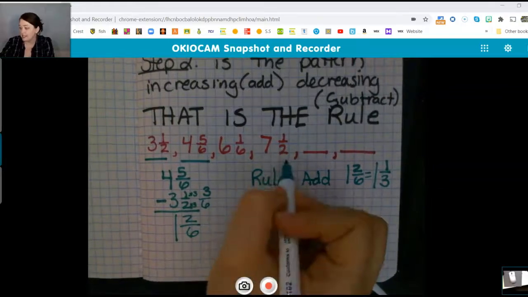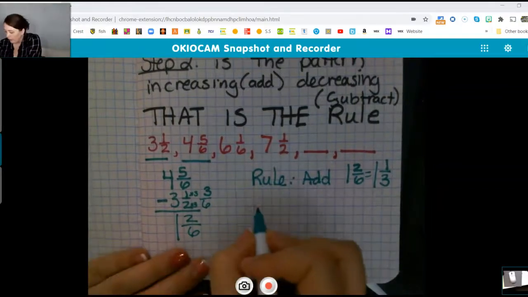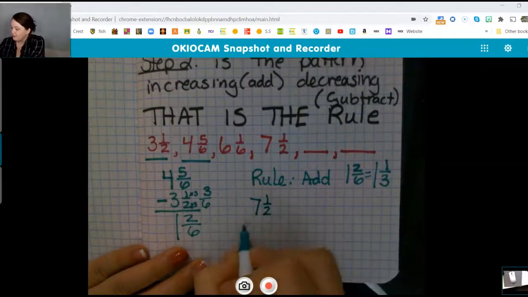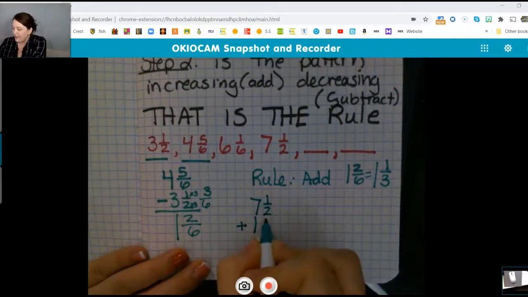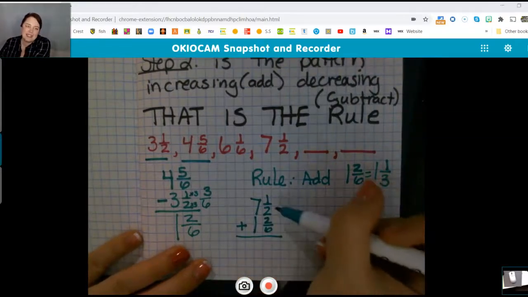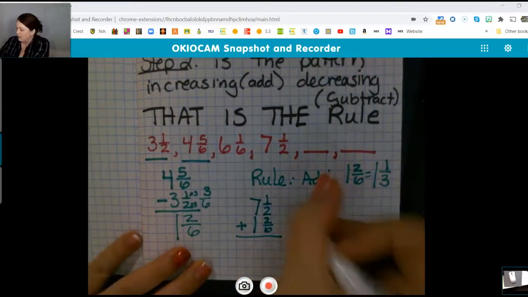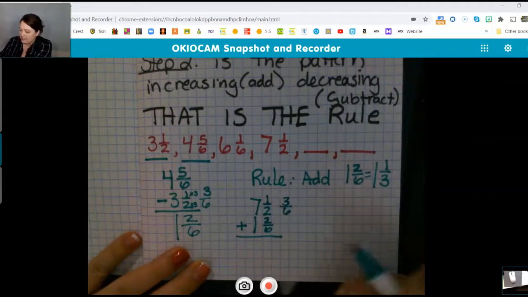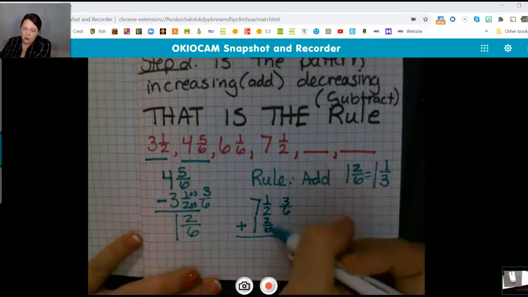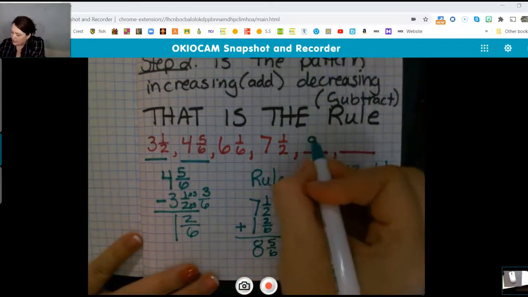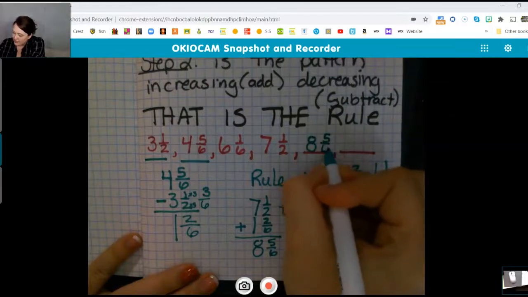The second thing is continue the rule. Okay. So I have to take 7.5 and add 1 and 2 sixths. I do leave it as 2 sixths because I'd have to make both of them 6 anyway. So it kind of saves me a step. So a half is 3 sixths. So 3, 4, 5 sixths. 7 plus 1 is 8. This first term is 8 and 5 sixths.